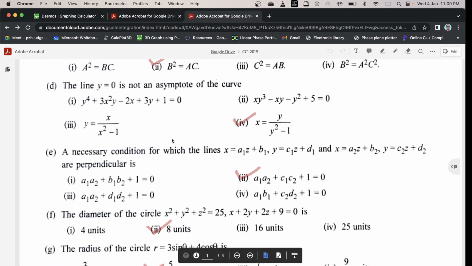Next question. A necessary condition for which the lines x = a1z + b1, y = c1z + d1 and x = a2z + b2, y = c2z + d2 are perpendicular is: the correct option is 2, a1a2 + c1c2 + 1 = 0. Here this is a line and this is a line. This is the equation of the first line and this is the equation of the second line. First, we write the first line in symmetrical form and the second line in symmetrical form.